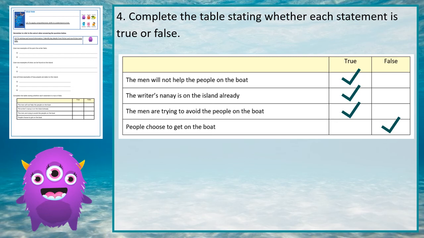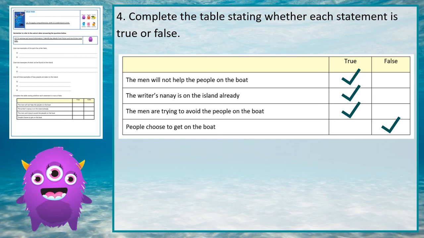The men are trying to avoid the people on the boat is true. We know that they're trying to avoid the people on the boat. They're trying to avoid their breath by stuffing a cloth full of herbs, and they're trying to avoid the people on the boat by stepping out of the way if they stumble. It's going back to that, they're going to let you fall in the water rather than catch you, because they are not going to touch you.